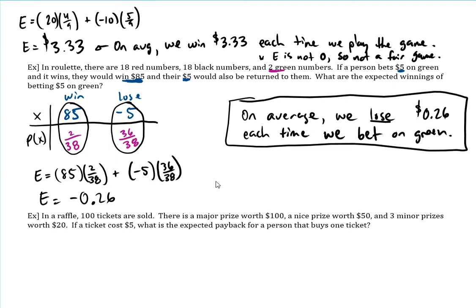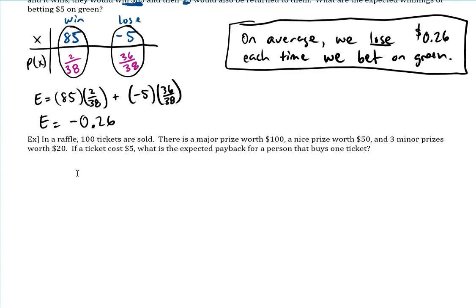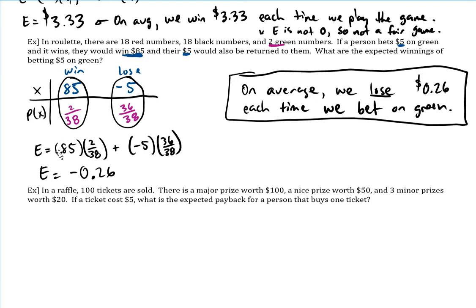And I did forget to circle that one. So that was the verticals, and then always add them up as you go. All right, let's see one other problem here. So here we've got a raffle. This is similar to a lottery as well.